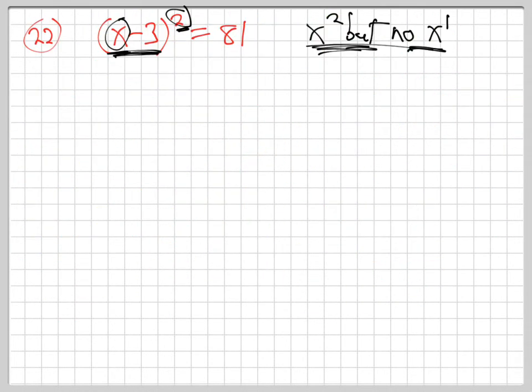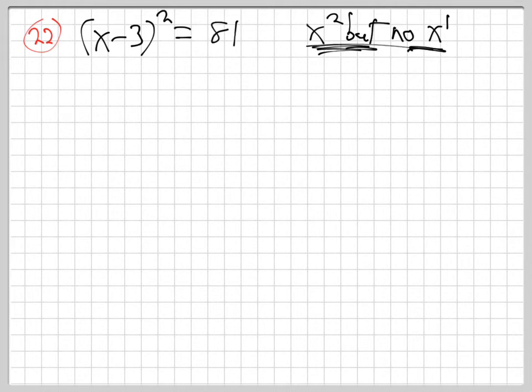Well, these are quicker. This one's going to be quicker because I kind of messed it all up. Now, let me rewrite it. It's only x squared, x minus, what was it, 3 squared is 81. So it's only squared, no x to the first power. Okay, so as soon as you recognize that, what do you do?